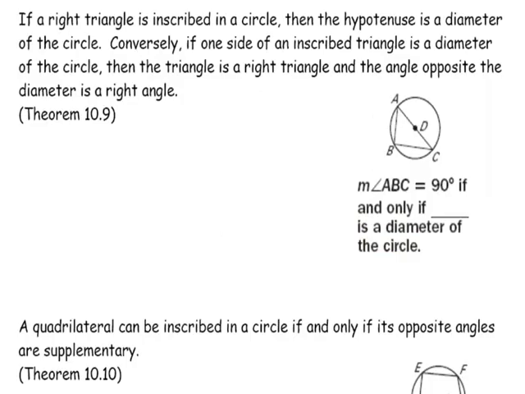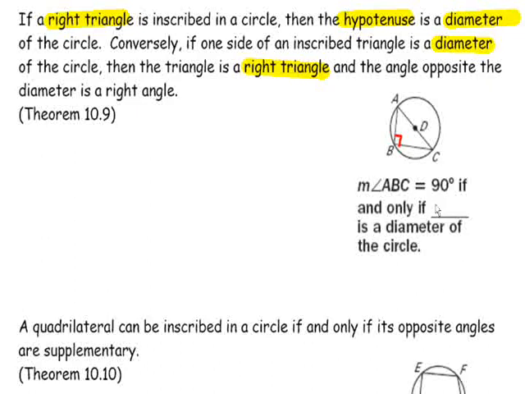Moving on. Okay, so here's a theorem that talks about what happens when we have a triangle inscribed in a circle. And it basically says if it's a right triangle inscribed in the circle, then the hypotenuse must be a diameter of the circle. And then the converse of that is if I've got a triangle inscribed in a circle and one side is a diameter, then the triangle is a right triangle. And obviously the angle opposite the diameter is a right angle. So in my picture down here, I've got a triangle. One side of the triangle is a diameter of the circle, which means that angle B here must be 90 degrees.